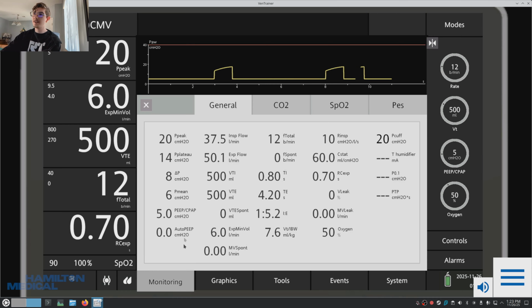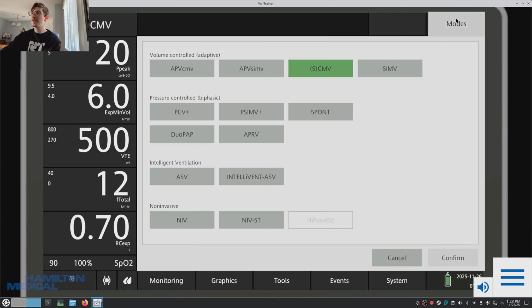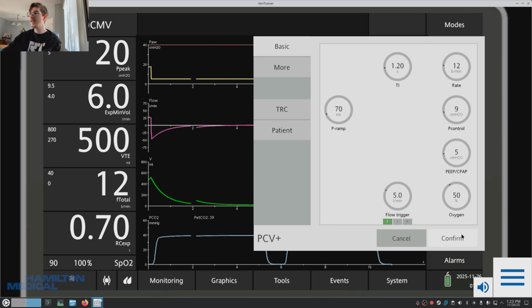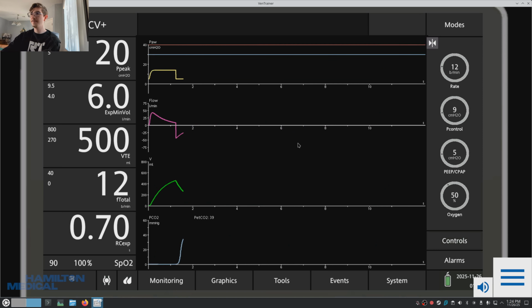Okay, so now let's do something different. Let's try to mimic a tidal volume of 500 with pressure control. Let's just see what that looks like. So we would want a pressure control of like 9, I think. And the I time definitely a little longer. I'm not going to go super long, but I'm going to go like 1.2, which is pretty decent. I'm going to leave everything else the same. Now let's look at this. Let's see what volumes we get.